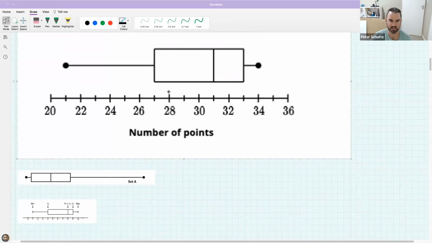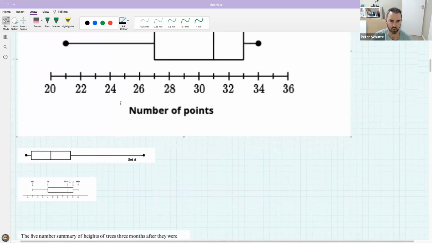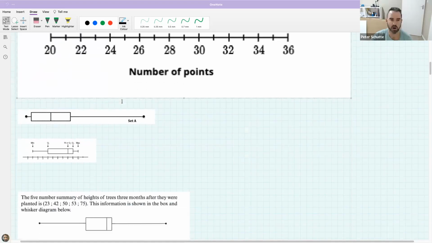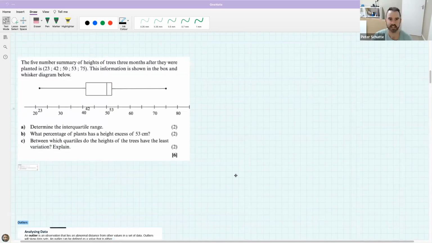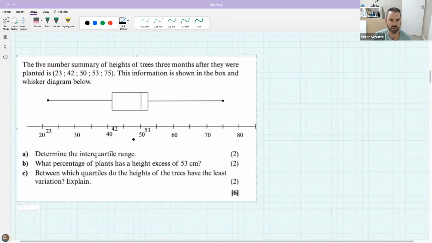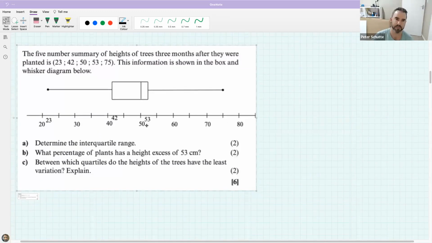So I think you guys have actually got this whole idea. Yeah. So let's just do one more question and then I can move on. So this is a past exam question. And let's do this together. It says the 5-number summary of heights of trees 3 months after they were planted is the following.